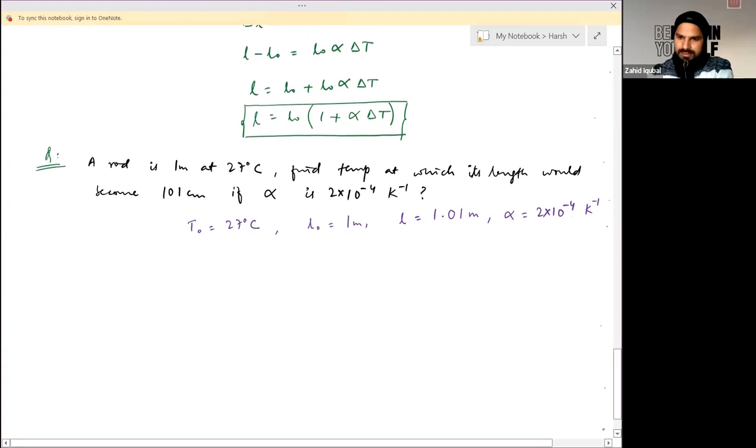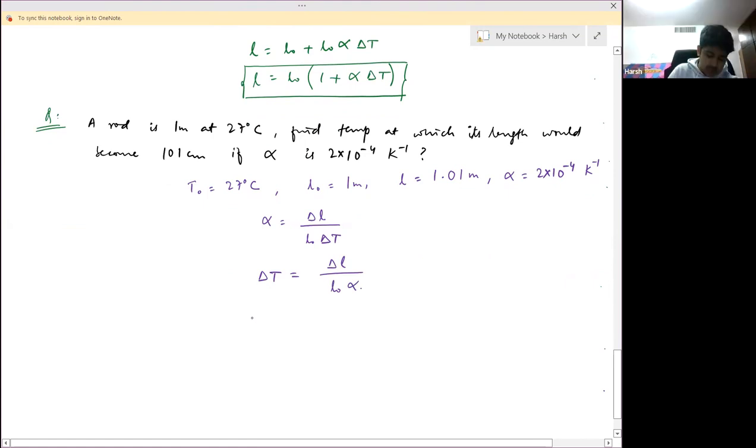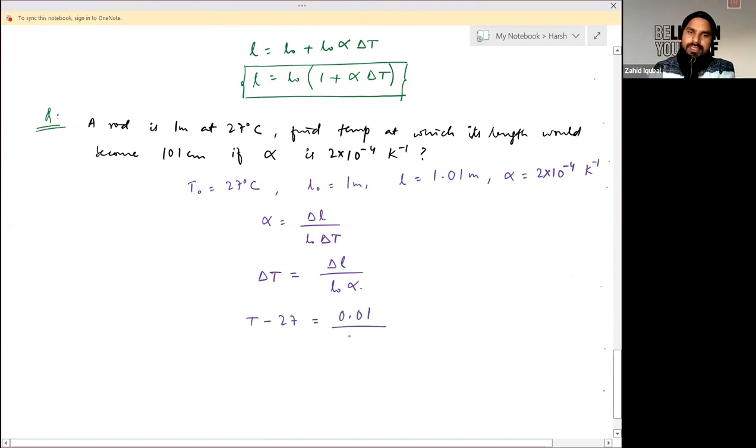Okay, just see how to solve this. According to the formula, alpha equals delta L divided by L naught delta T. So move delta T to the left side and alpha to the right side. You may write delta T equals change in length divided by initial length times alpha. Is it clear? Yes, sir. Delta T is T minus the initial temperature. Delta L is the change in length, so it will be 0.01 divided by the actual length 1, times alpha, which is 2 into 10 to the power minus 4. Is it clear? Yes, sir.